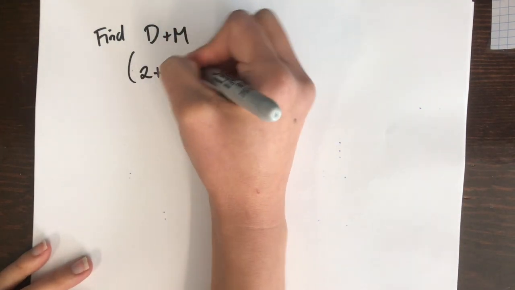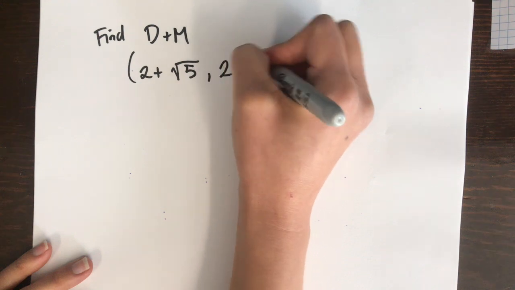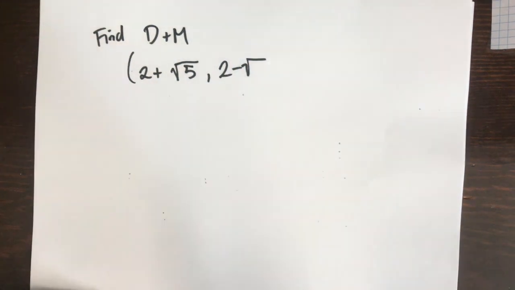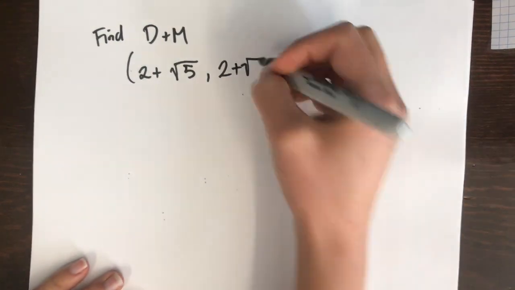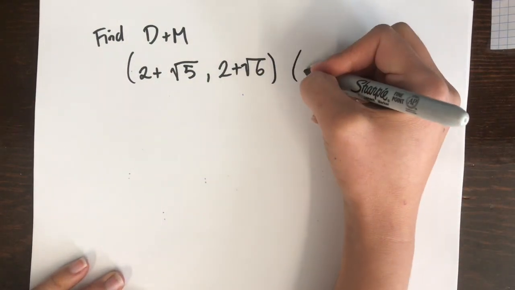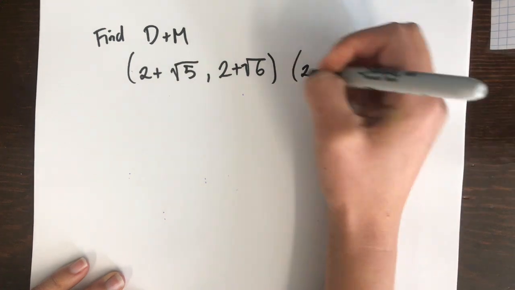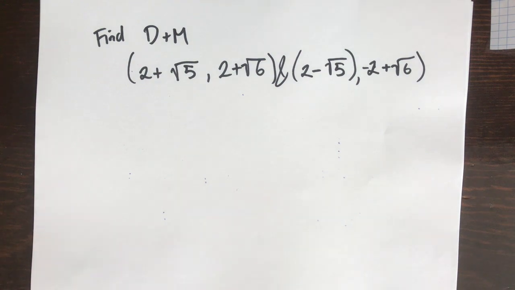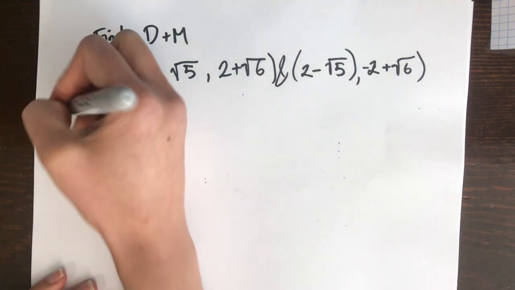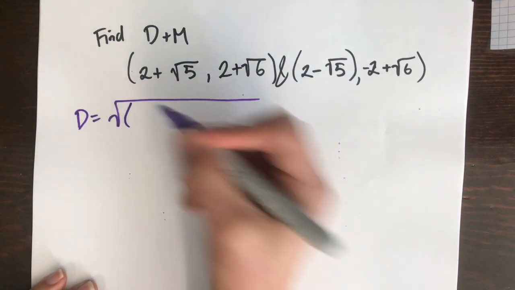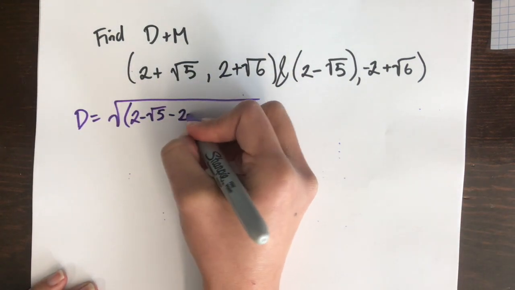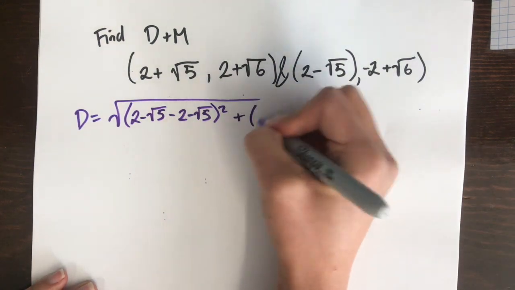So now we're going to find the distance and midpoint between two more complicated looking points. We have 2 plus rad 5, and then the other coordinate is 2 minus rad 6, I believe. Okay, so then the other point looks very similar, with just a slight variation. It's 2 minus rad 5, and then -2 plus rad 6. You might notice that the x-coordinates are 2 rad 5 apart. And you might notice that the y-coordinates are 4 apart. Or we can use the distance formula. So here we're going to use the distance formula.